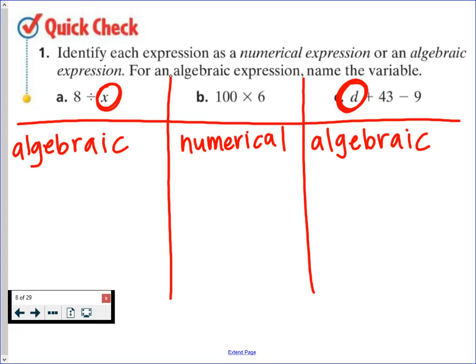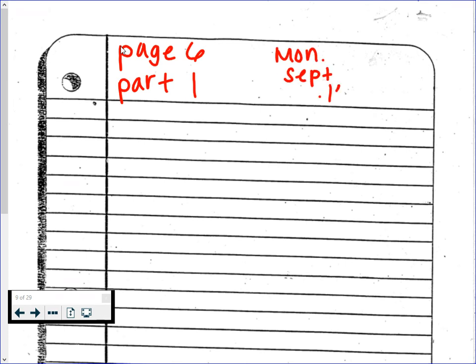You might have already guessed that on today's turn-in paper, this is probably your third turn-in paper. Page 6, part 1. Please, please, please get what page is on the top, and also putting the date on the top would be awesome. And you are ready to try some similar problems, numerical and algebraic.